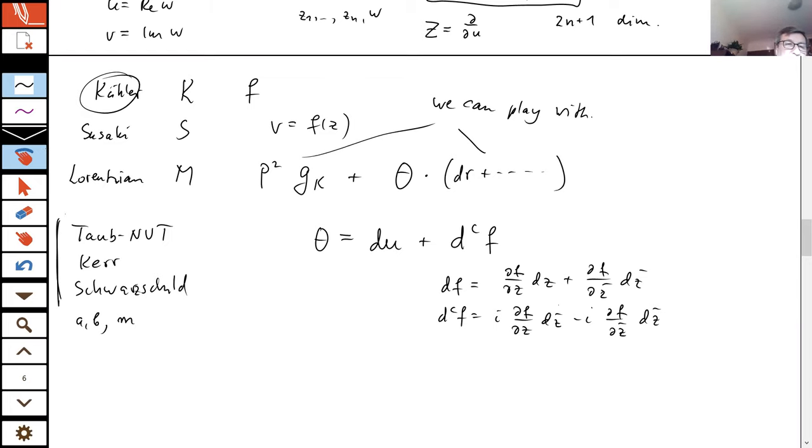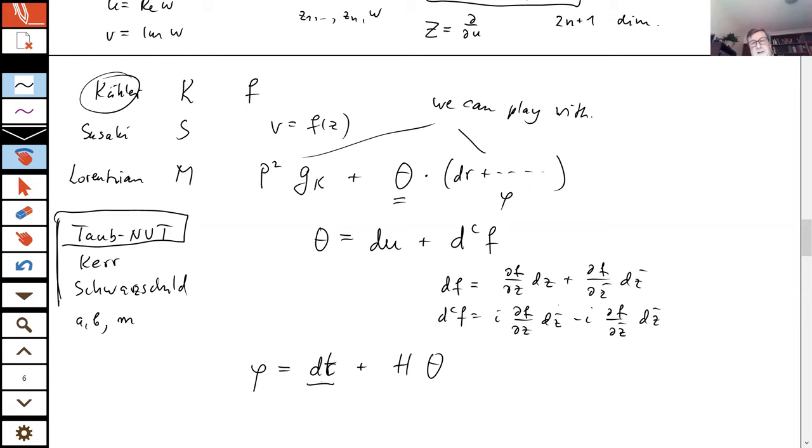Now, in the Taub-NUT case, call this maybe phi. This phi has a particularly simple form. It is actually dt, plus a multiple of this form theta. So we take just the exterior differential of our vertical fiber function dt, and we add some multiple of a form which we already have. So this is what works in the Taub-NUT case.